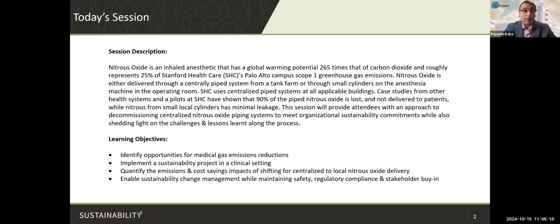I'm going to share some data of our own pilot study, but even case studies done at other health institutions were able to show that 90% of the piped nitrous is lost, never delivered for patient care. While if we are using nitrous oxide through portable E-cylinders, there can be extremely minimal leakage in that system. So this session is going to show you our journey towards sustainability, how we were able to decommission nitrous oxide at 2 of our facilities, and we are happy to share some challenges and lessons we learned throughout this journey or process. Next slide, please.